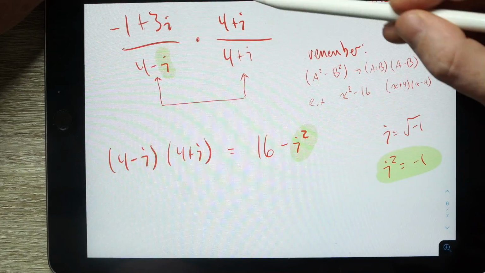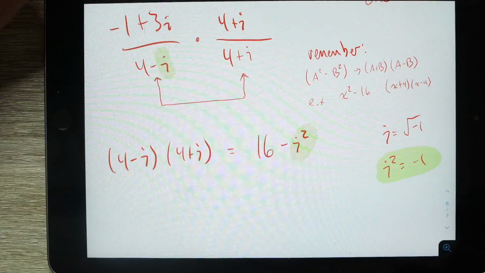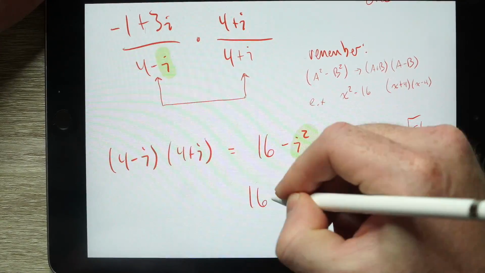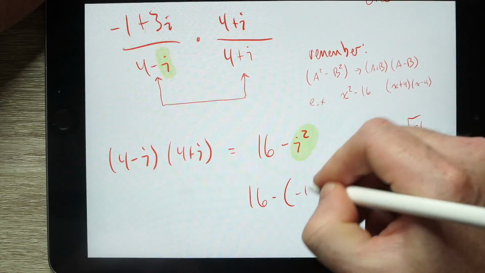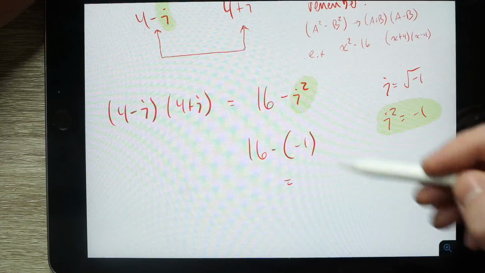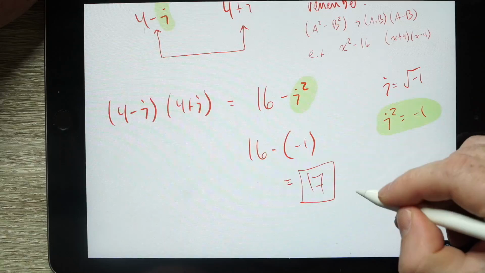This is very important because now, remember, this is in the denominator, and we're trying to get rid of the i altogether. So when we end up with this i squared term, it's really just equal to negative 1. So then we can just write 16 minus negative 1, which is equal to what? Oh, okay, yeah, 17. 17, yeah. So that's our denominator.